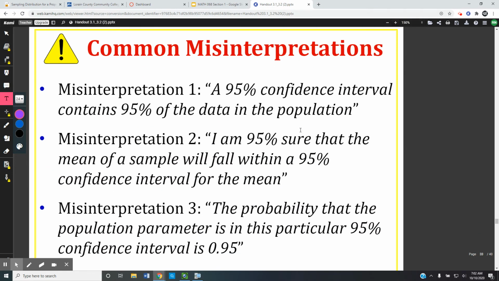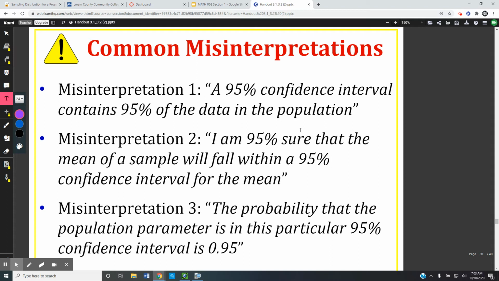Common misinterpretations. Well, the first misinterpretation is that a 95% confidence interval contains 95% of the data in the population, and that's not true. Remember, what we're trying to do is we're making a test, and we're saying that that test will capture the true population parameter 95% of the time. That's what we're saying.